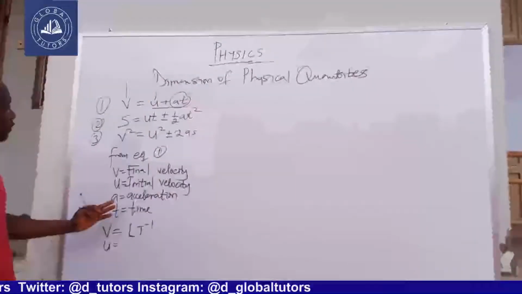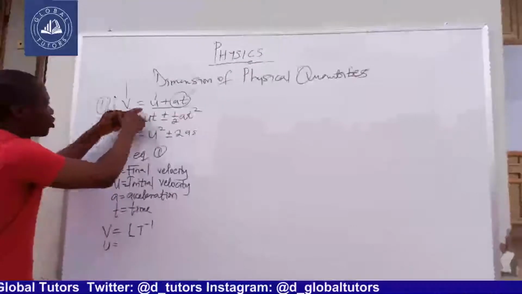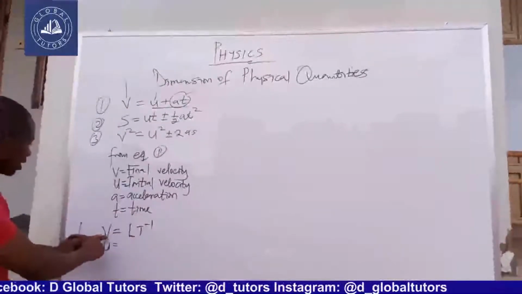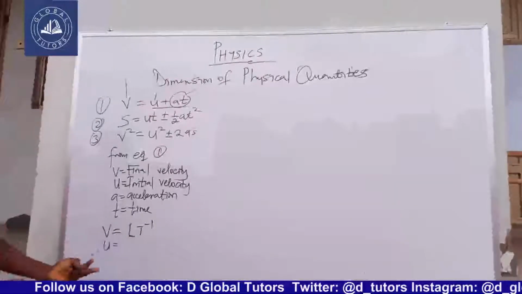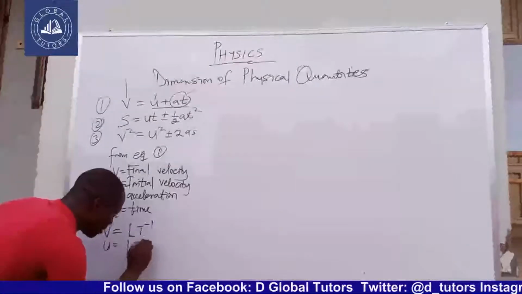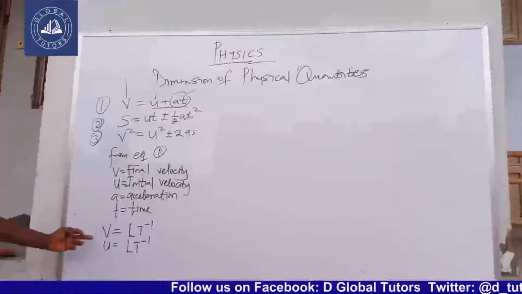Now we want to know if the dimension of V is also the dimension of U. Now this is our final velocity, LT minus 1. And initial velocity will have the same dimension, because the only difference between U and V is that one is initial and one is final.